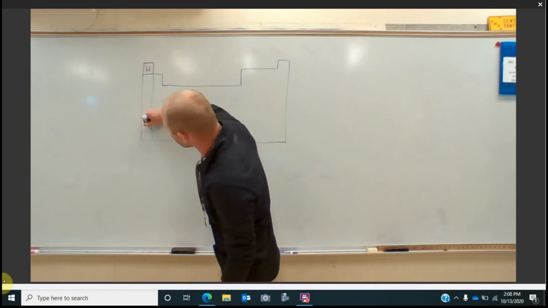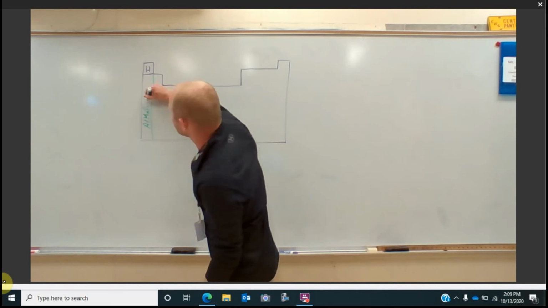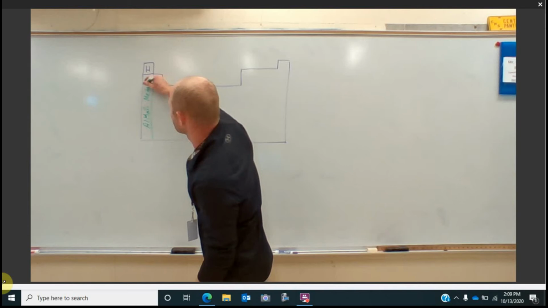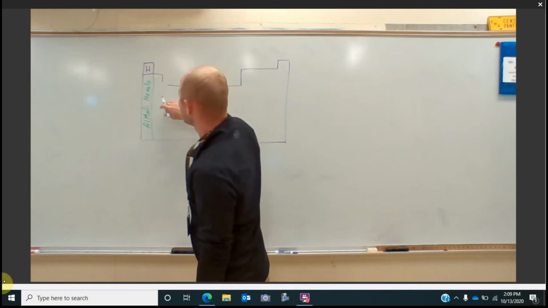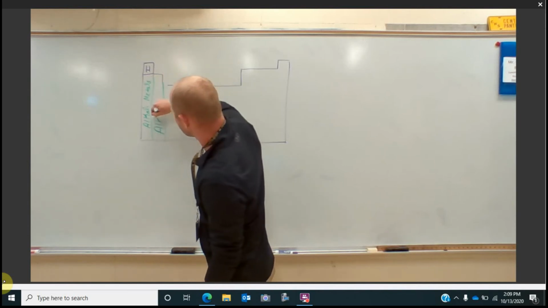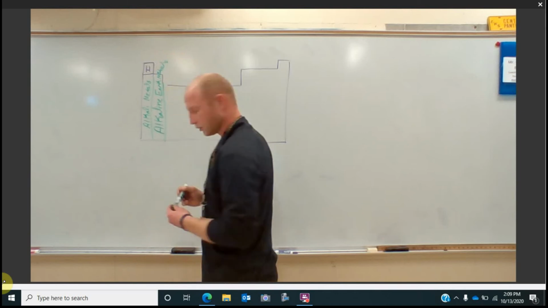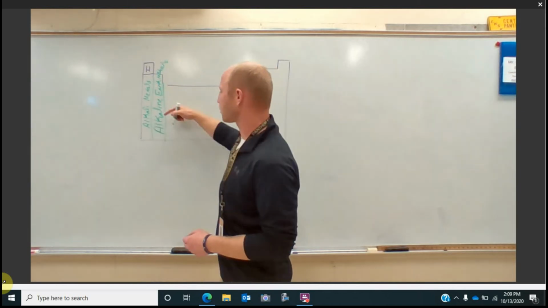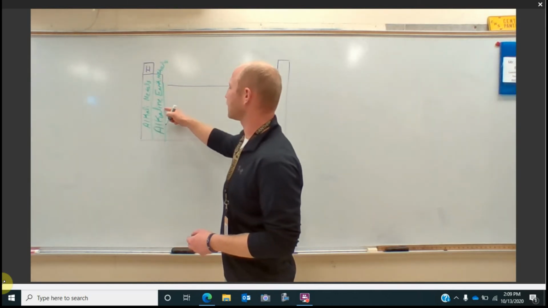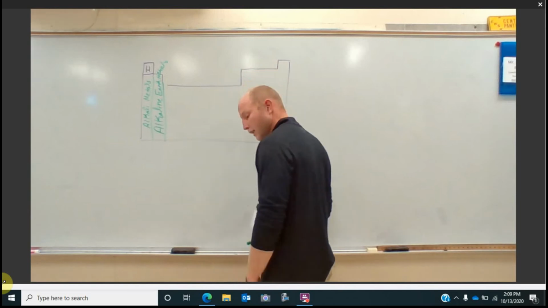We call this first group right here the alkali metals. After that, we have the alkaline earth metals. Note that these are all metals. Alkaline is spelled a-l-k-a-l-i-n-e, and then earth metals, if you can't read that.